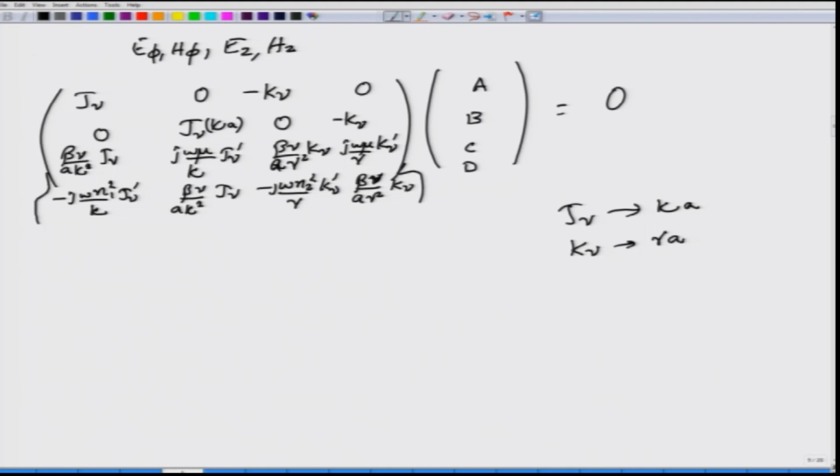These equations, please verify that you have actually written them down correctly. In the next module, we are going to discuss the solution of these equations and then discuss the properties of modes of the step index optical fibers. Thank you very much.